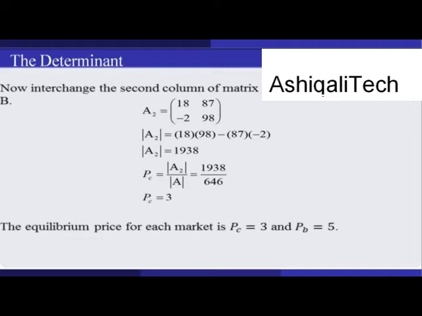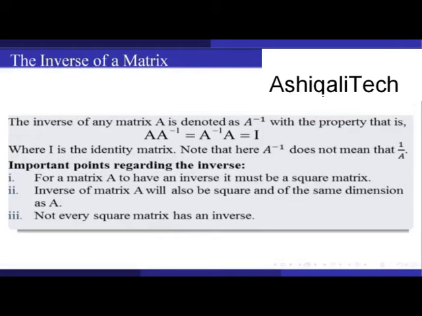The inverse of a matrix. The inverse of any matrix A is denoted by A power minus 1 with the property that A multiplied by A inverse is equal to A inverse multiplied by A is equal to I, which is the identity matrix. Note that A inverse doesn't mean that we have 1 divided by A. Important points regarding the inverse. Number 1, for a matrix A to have an inverse, it must be a square matrix.